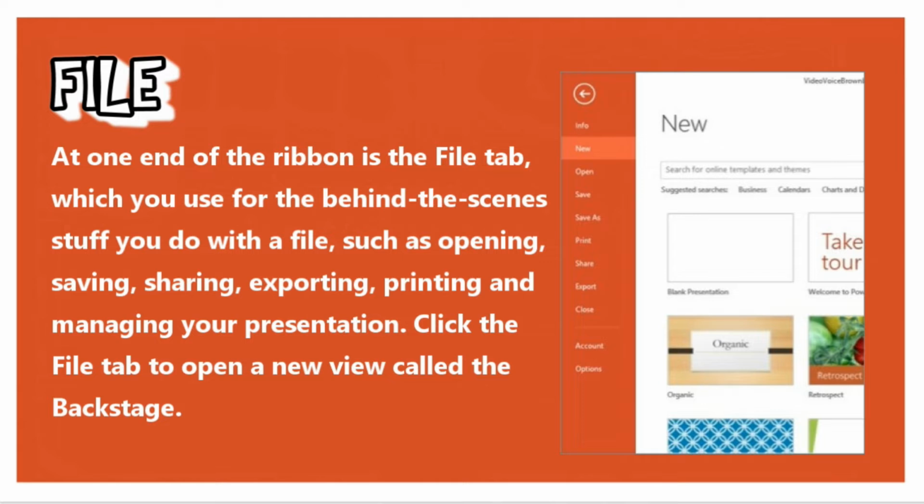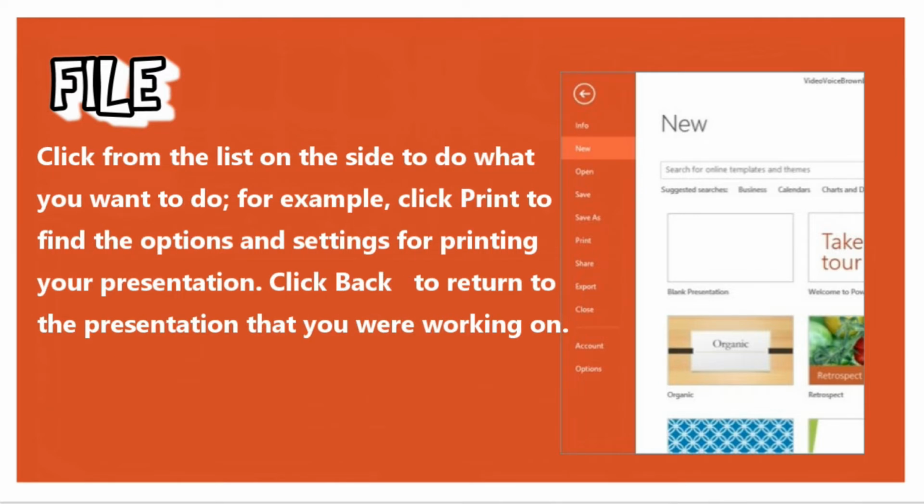Click the File tab to open a new view called the Backstage. Click from the list on the side to do what you want to do. For example, click Print to find the options and settings for printing your presentation. Click Back to return to the presentation that you were working on.